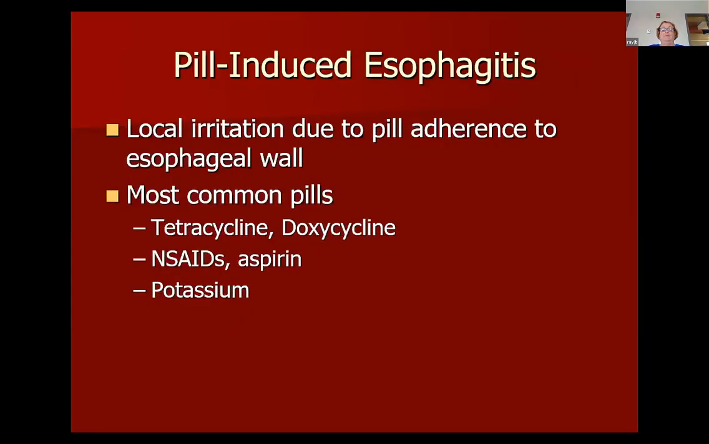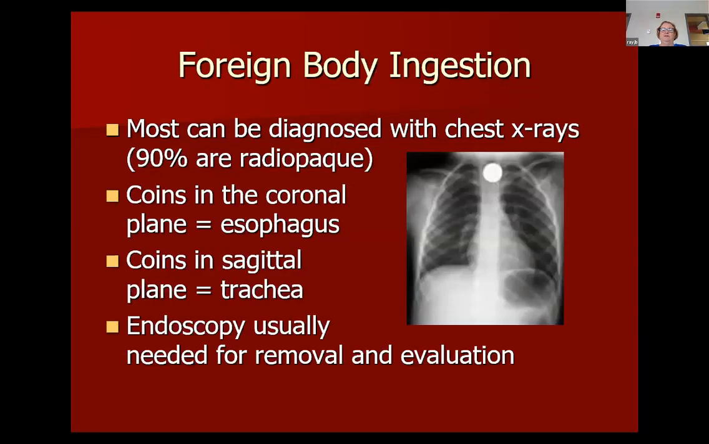Pill-induced esophagitis can happen when a pill just basically adheres to the back of the esophageal wall. There are certain pills that are more likely to do this. The tetracyclines, which shouldn't be used in children less than 7. NSAIDs and aspirin, so your ibuprofen and that sort of stuff. And potassium. We don't have too many kids on potassium, but some of our cardiac kids who are on diuretics are sometimes on potassium products. So it can happen.